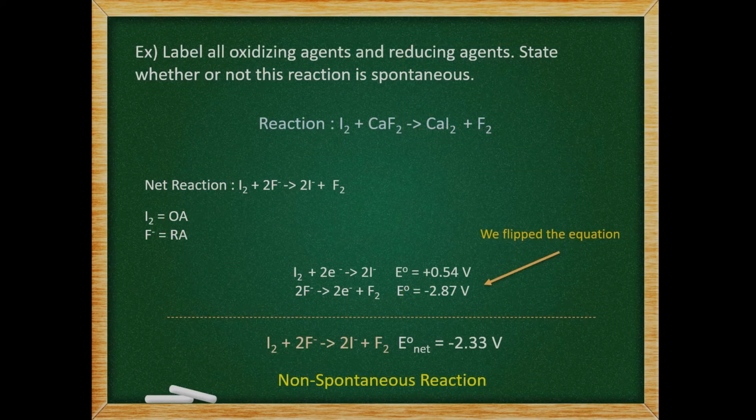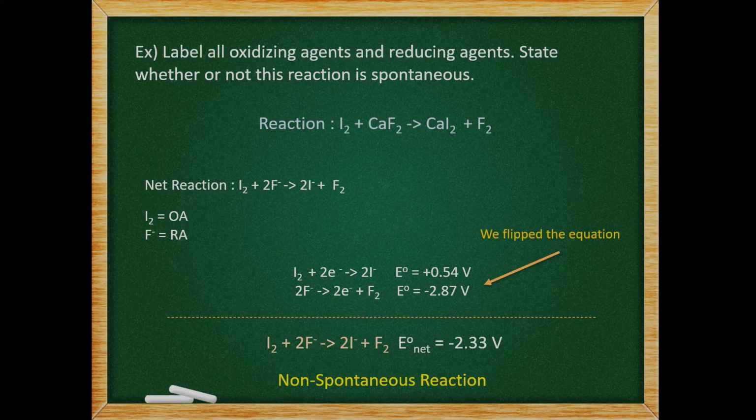Here's an example about this topic. Label all oxidizing agent and reducing agent. State whether or not this reaction is spontaneous. By looking at the net reaction, we are able to find out the diatomic iodine is the oxidizing agent and the fluorine ions are the reducing agent.